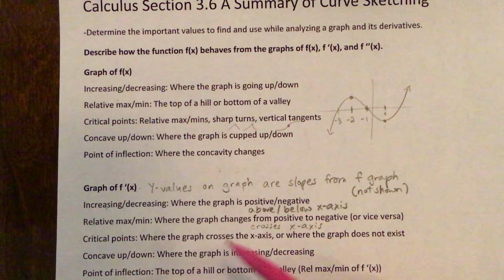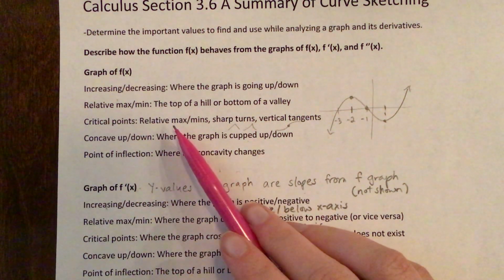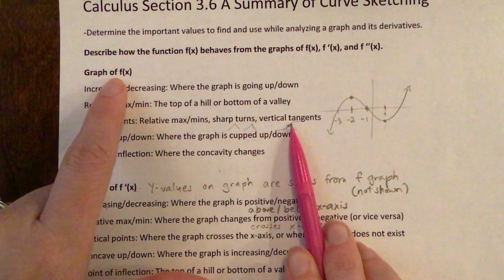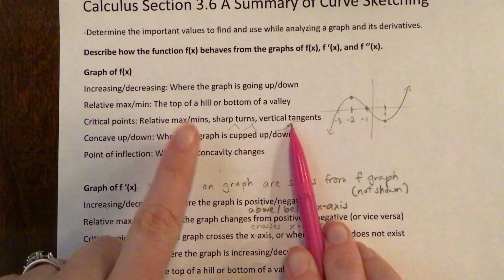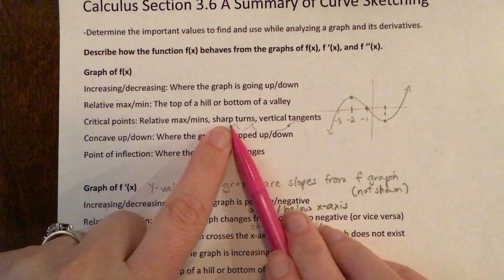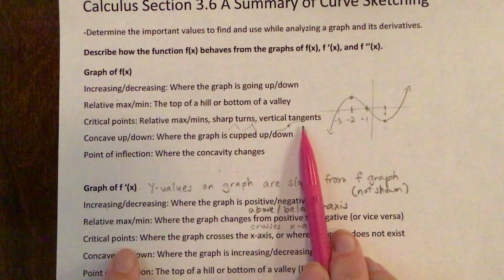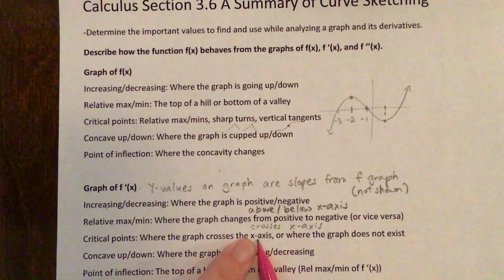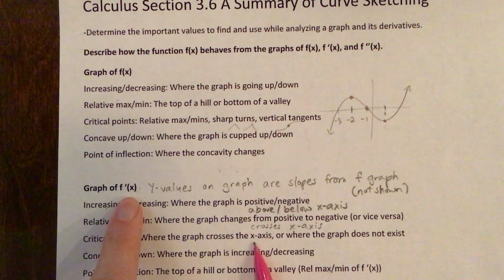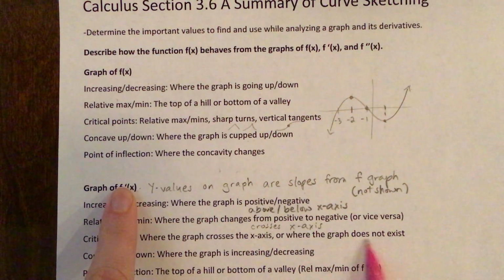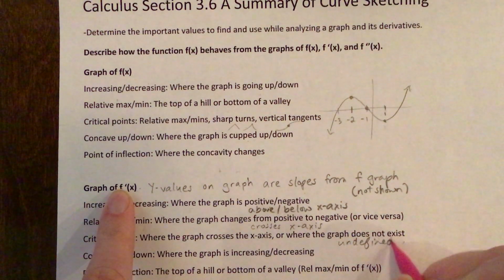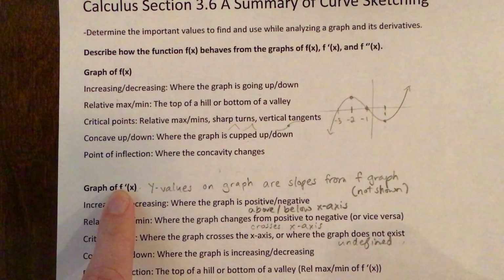Okay. Next guy, critical points happen at relative maxes and mins, sharp turns, and vertical tangents on f of x. So that happens where f prime equals 0 and where f prime does not exist. So we're looking for where f prime crosses the x-axis because the y values equal 0, right? Because f prime of x equals 0, or f prime of x does not exist. It's undefined. Okay, so there'd be like no point there.